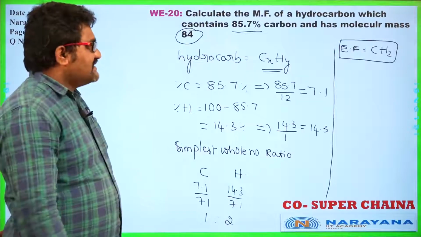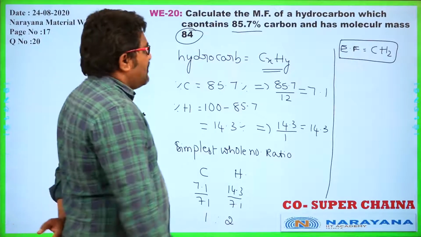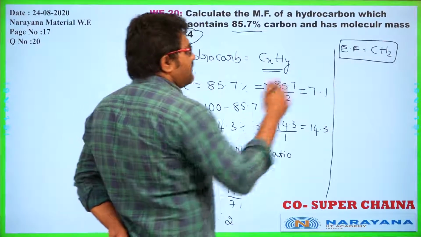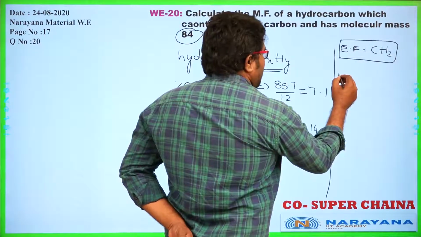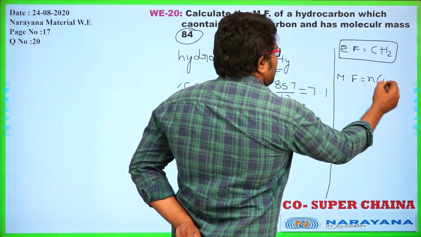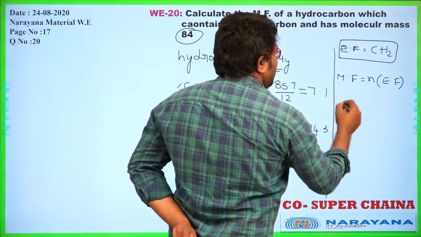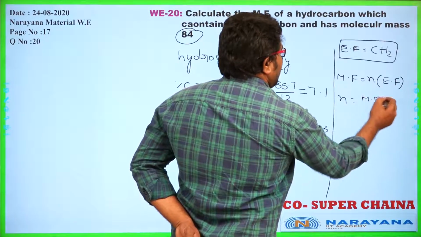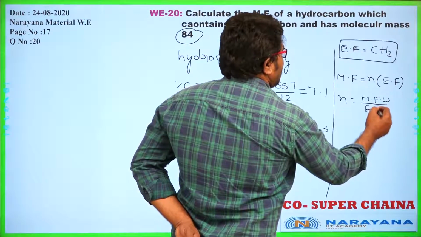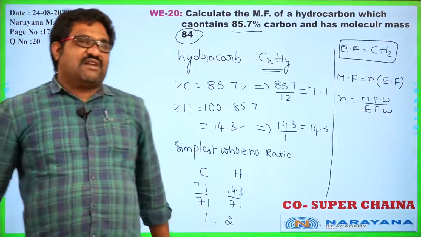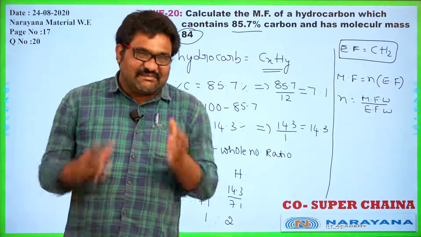And see here, what is the molecular formula? How many number of units? The molecular formula was obtained by the combination of multiple units of the empirical formula. So by knowing n, molecular formula weight divided by empirical formula weight, we will get the number of empirical formula units, by repeating that simplest unit how many times.